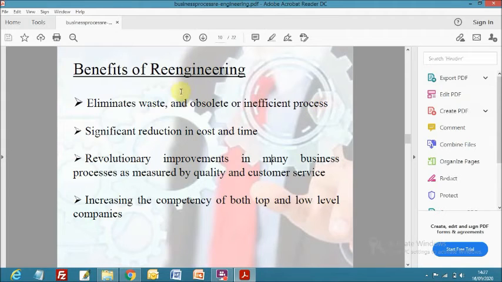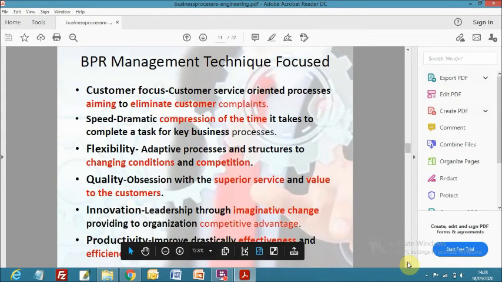So, eliminates waste and obsolete or inefficient processes. An obsolete process is one which is not required. Significant reduction in cost as well as time. Revolutionary improvements in many business processes as measured by quality and customer service. Increasing the competency of both top and low level companies. These are the benefits of business process reengineering.